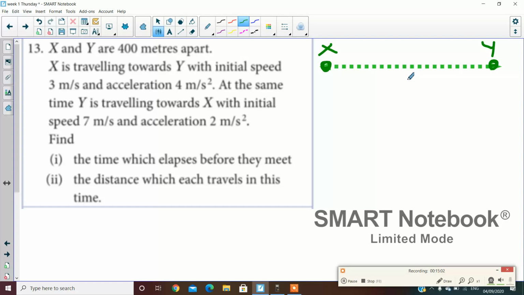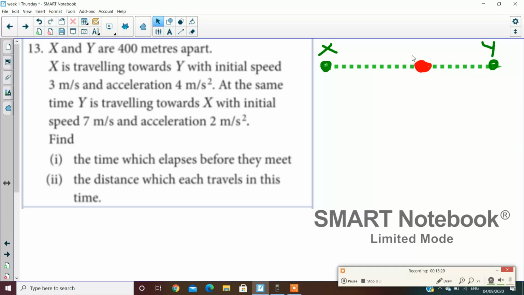You say that one of them is going 3 with acceleration 4, and the other one is going 7 with acceleration 2. It's very hard to know where they're going to meet, isn't it? It won't be dead center. So there's 2 scenarios. They could meet dead center, that's highly unlikely. They could meet closer to X or closer to Y. Honestly, off the top of my head, I don't know which one it is, but it doesn't matter. All I'm going to say is that here's your meeting point.